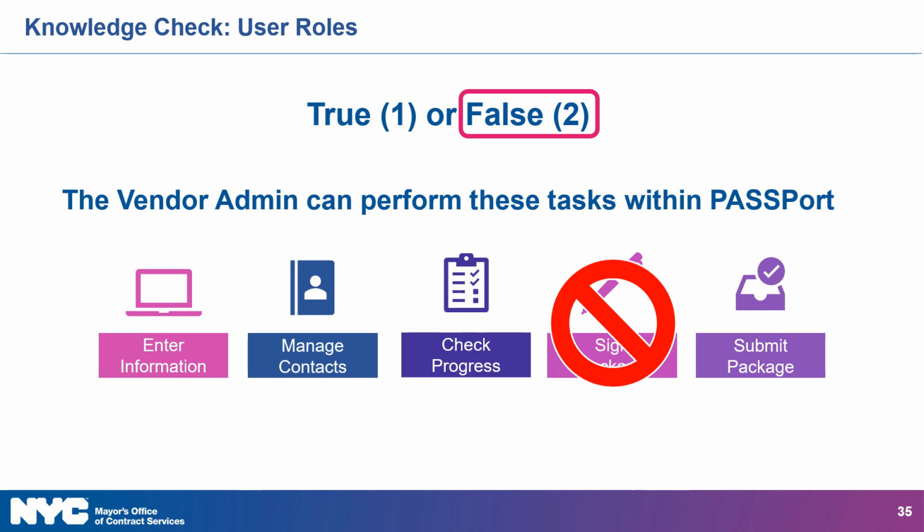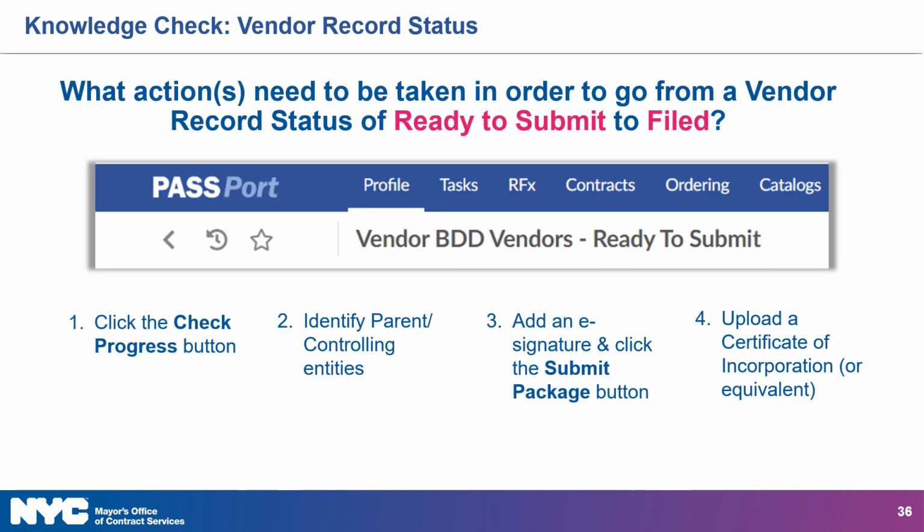All right, let's do another one. What action or actions does a vendor need to take in order to go from a vendor record status of Ready to Submit to a vendor record status of Filed? So the question is, what do you need to do to get from Ready to Submit to Filed?